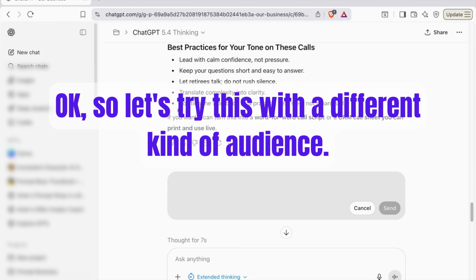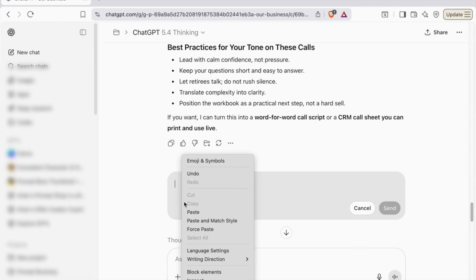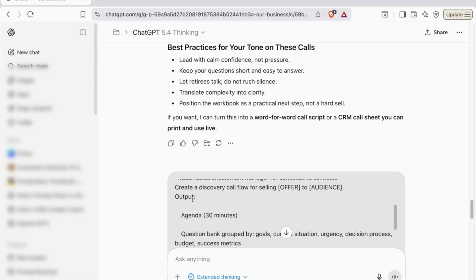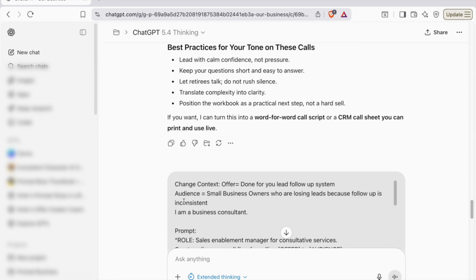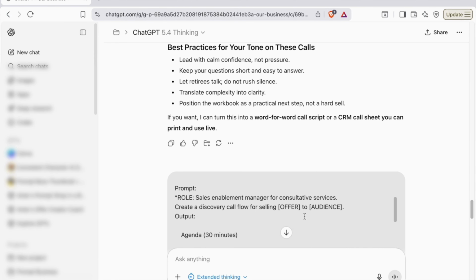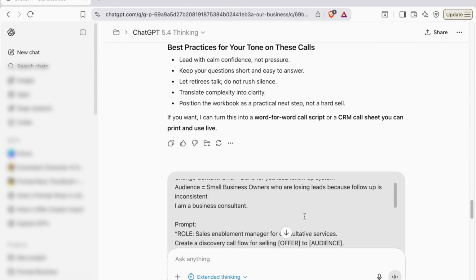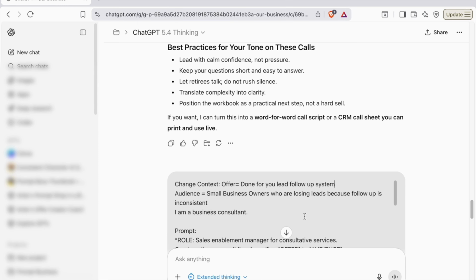Okay, so let's try this with a different kind of audience. Let's say we're a business consultant, and I'm going to ask it to change the context since we're still in the same conversation, and make the offer a done for you lead follow-up system. This time we're going to give it what it suggested us to do earlier in the prompt, and we didn't do it the first time, but this time we'll go ahead and give it the background where we give it a price point for our services, and then give it our deal breakers also there, and that will help it make an even better system.